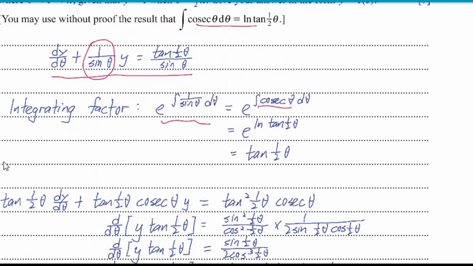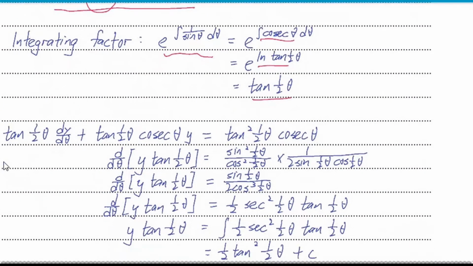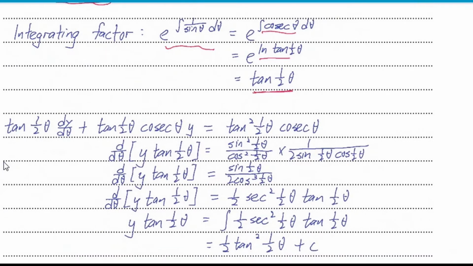So we can use a hint there. Integrating a cosecant gives us a ln tangent half theta. So of course the e power law will cancel off. We are only dealing with the tangent half theta there. Okay, so let's look at the thing here. For the tangent half theta, we need to multiply that to the equation.